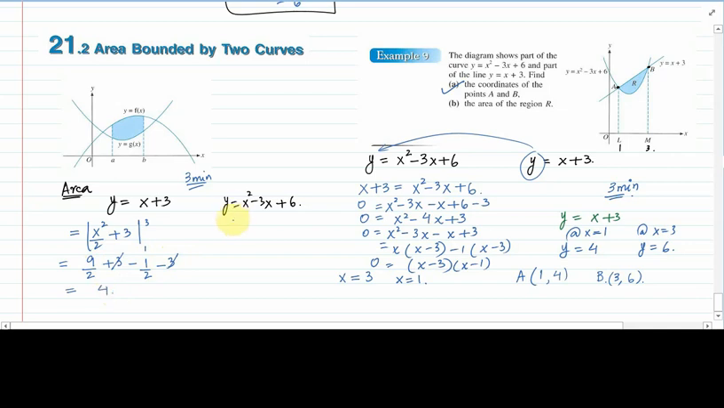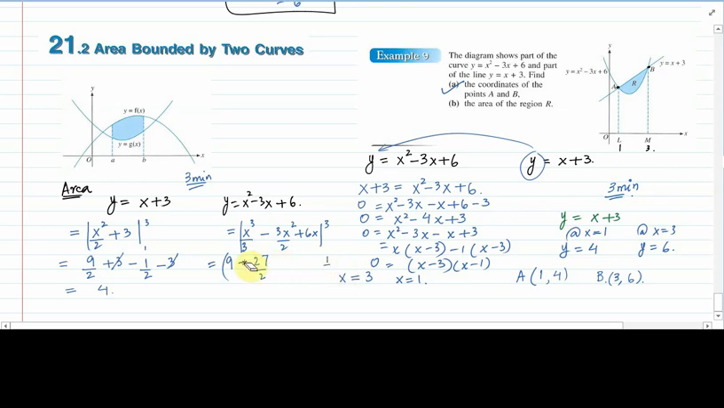For the area under the curve, the integration of x square minus 3x plus 6 is x cube over 3 minus 3 x square upon 2 plus 6x, and the limits are the same, from 1 to 3. 3 cube is 27 upon 3 leads to 9, minus 3 square, 9, 3 nines are 27 upon 2, plus 6 threes are 18. Alright, that is my upper limit, minus lower limit. It's 1 upon 3.